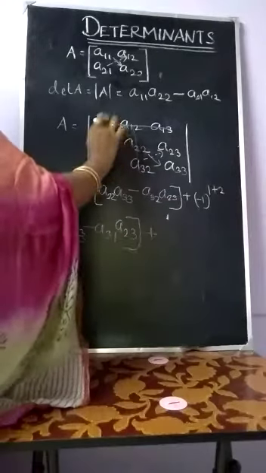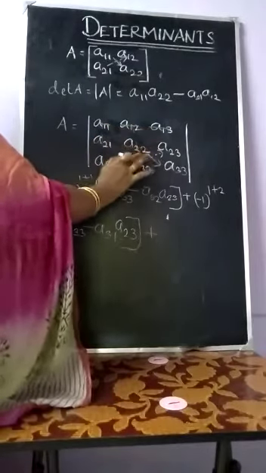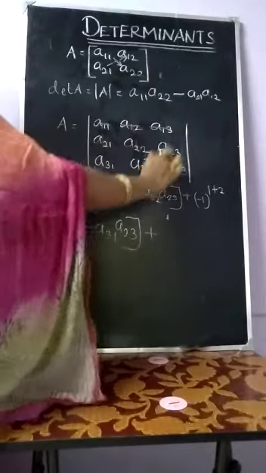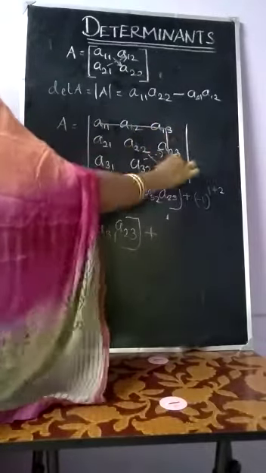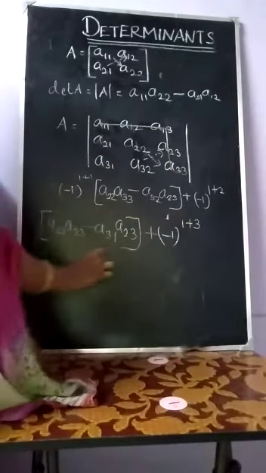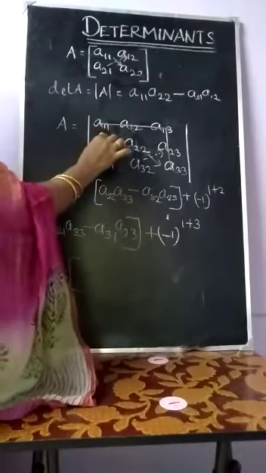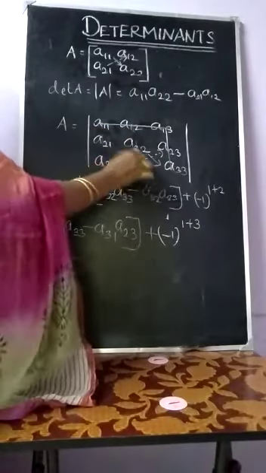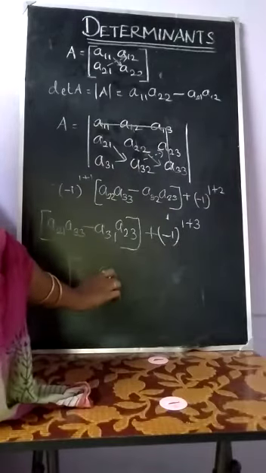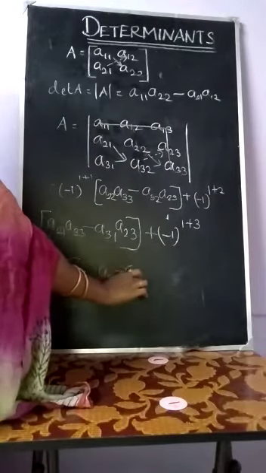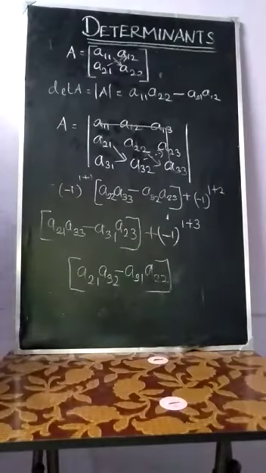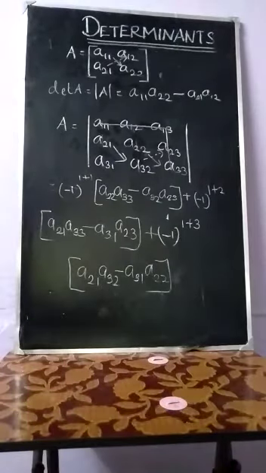Next, the last value, that is first row, third column. We eliminate the first row values and the third column values. So minus 1 the whole power 1 plus 3, and the values we have are A21, A22, A31, A32. Again by the cross multiplication method, A21 into A32 minus A31 into A22. We have to apply this type of method for expansion.